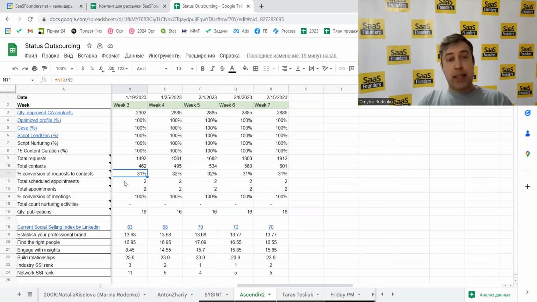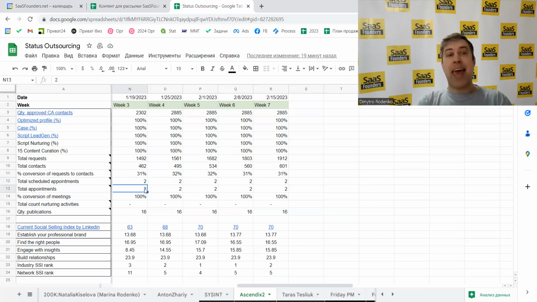Then the next indicator is the number of total scheduled appointments. We do the lead generation, and the next step is to get the appointment. What does a scheduled appointment mean? It means that the person expressed interest in an appointment with the owner of the profile, agreed on a certain date and time, and approved that this date and time is booked for the appointment with the owner of the profile, right? So that's the number of scheduled appointments.